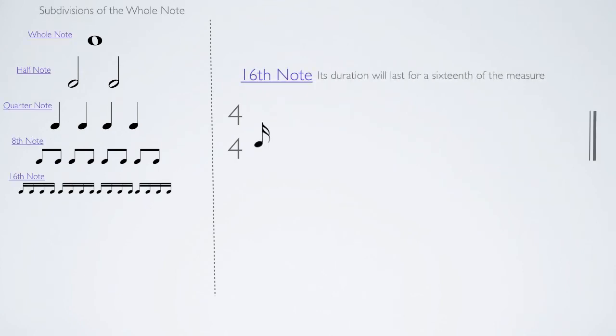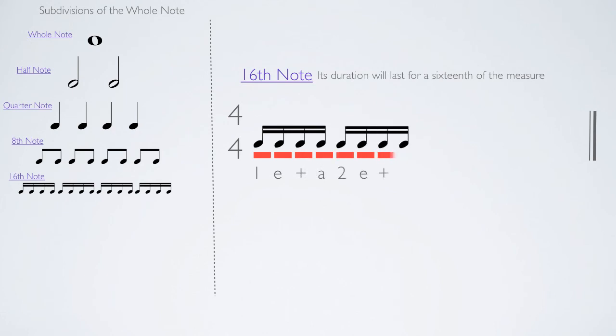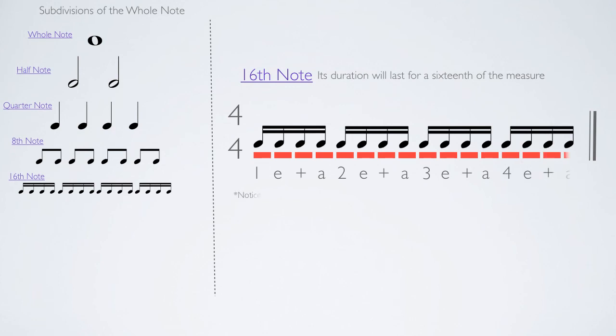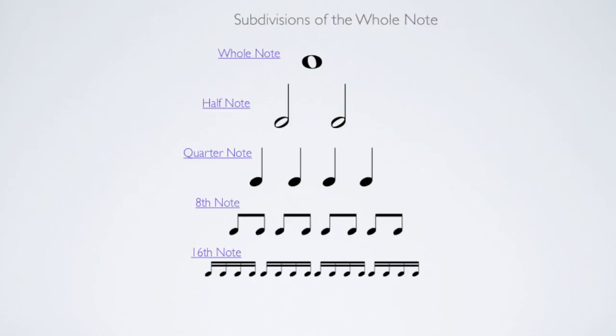A 16th note's duration will last for a 16th of the measure. 1 E and A, 2 E and A, 3 E and A, 4 E and A. Notice there are 16 note heads in the measure, representing 16 slices of a whole, the whole measure. Hopefully this helps us better understand musical notes and subdivisions.